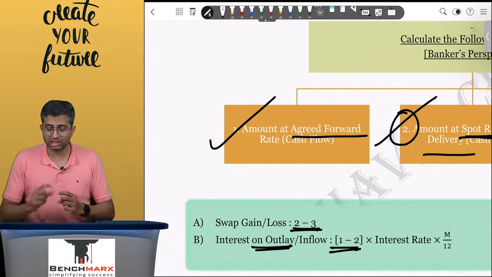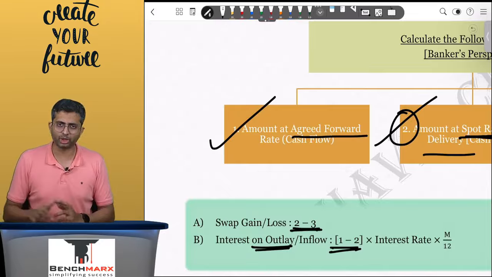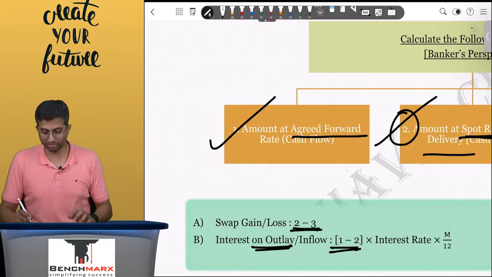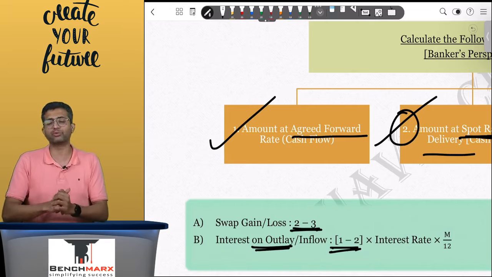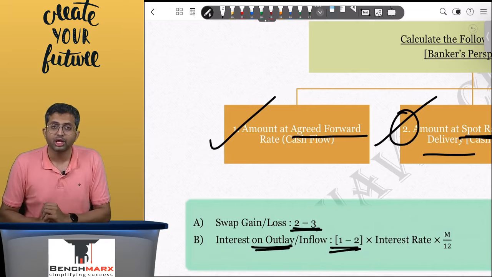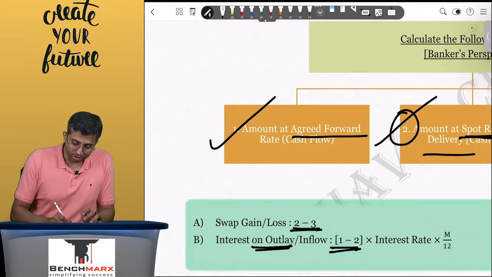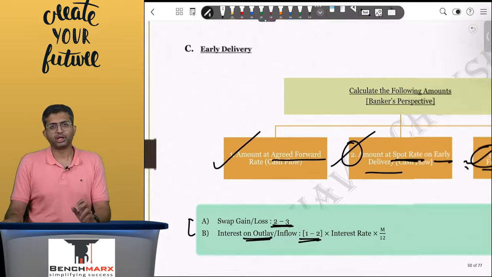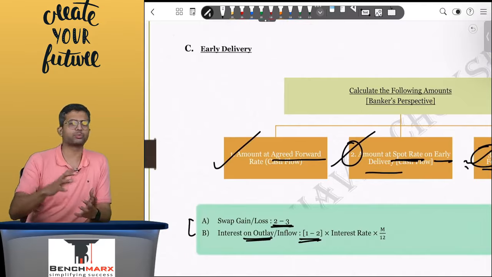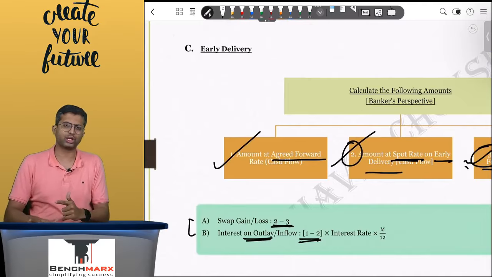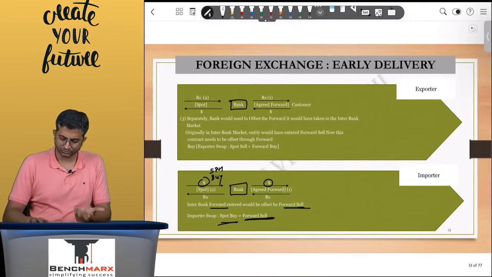And as a result, the net difference between 1 and 2 into the interest rate for 1 month will be the interest on outlay, or sometimes interest on inflow if the bank is getting a net cash inflow. The total of both of these will be the charges that are either recoverable from the customer or payable to the customer, swap cost as well as the interest.